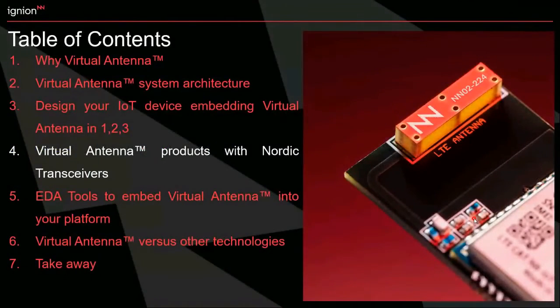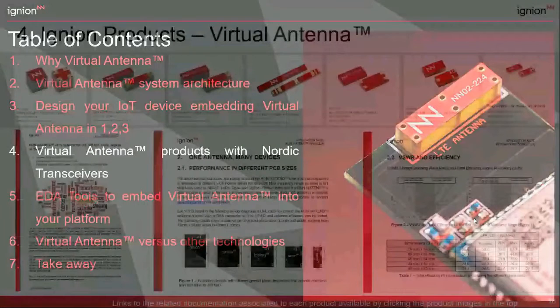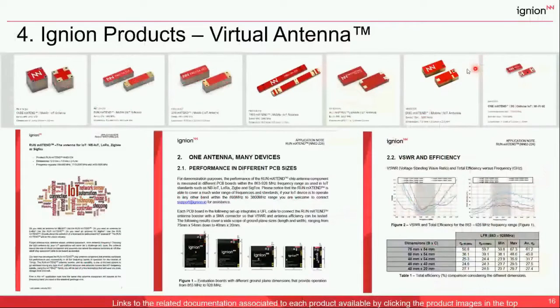Let's see now some tips on how we can combine the Nordic transceiver with virtual antenna products. In red, we have some of our virtual antenna products with different footprints. In particular, the first three are the Cube, the Ran, and the Bar. These antenna boosters are suitable for providing operation between 800 MHz and beyond 6 GHz. Then we have the Trio, which is very convenient for triple radio operation. It can have LTE plus GPS plus Wi-Fi, as we are going to see now in more detail.